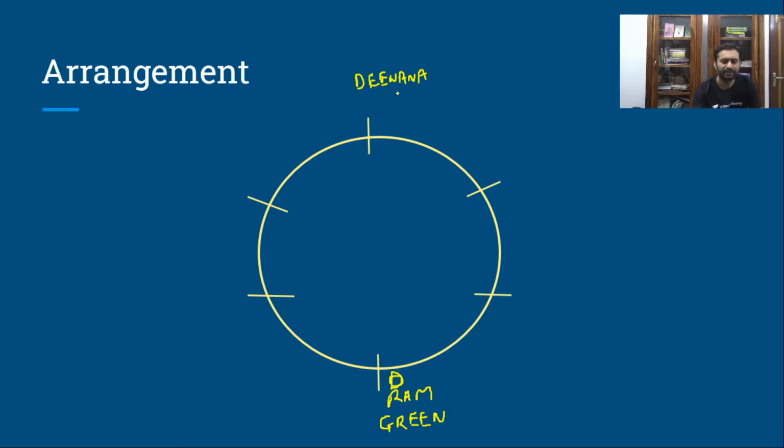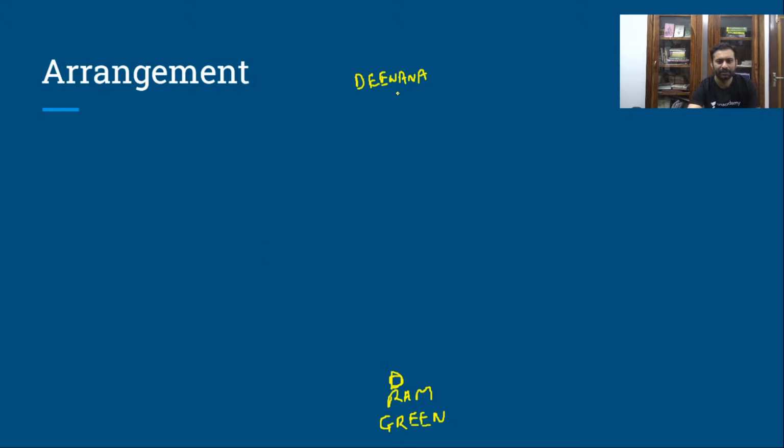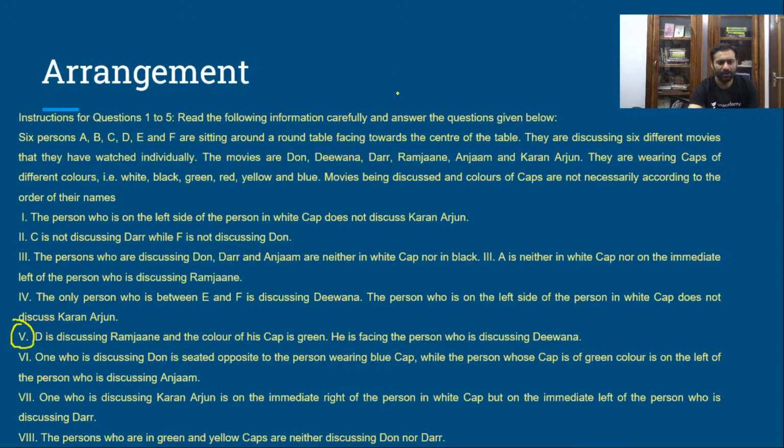Now, once we've got this, you have to organize your information. How do you organize your information? Now that I know about Divana and Ram Jane, I look for information that is connecting something with D, Divana, Ram Jane, or green, which is clue number 4. E or F. I've used the first part, and now I'm using the fourth part.